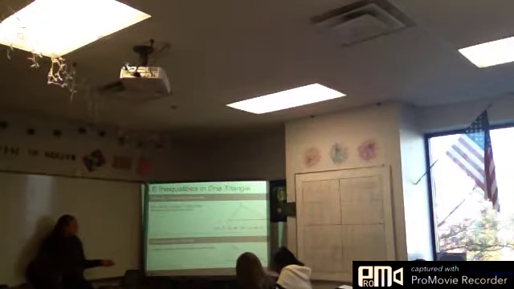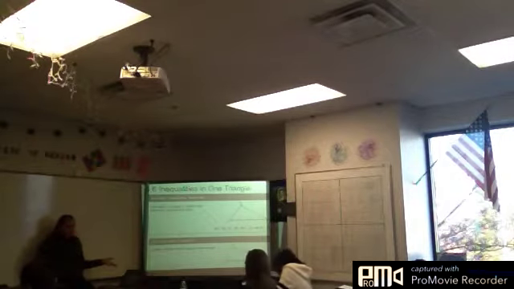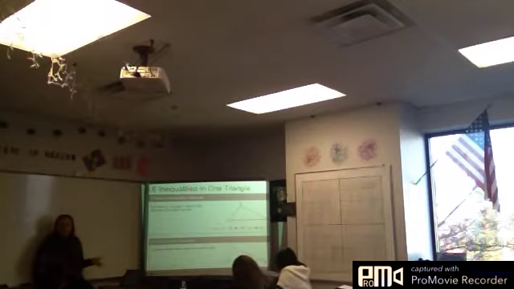Triangle inequality theorem. If the two side measurements that they give you are not greater than the third side when they're added together, it's not a triangle. And they're going to give you problems like that in your homework tonight. They're going to say, here's three measurements. Tell me if this is a triangle or not. So you have to check it all three ways.